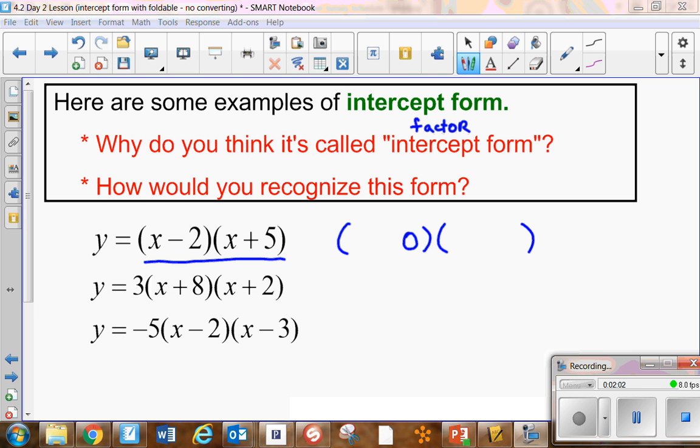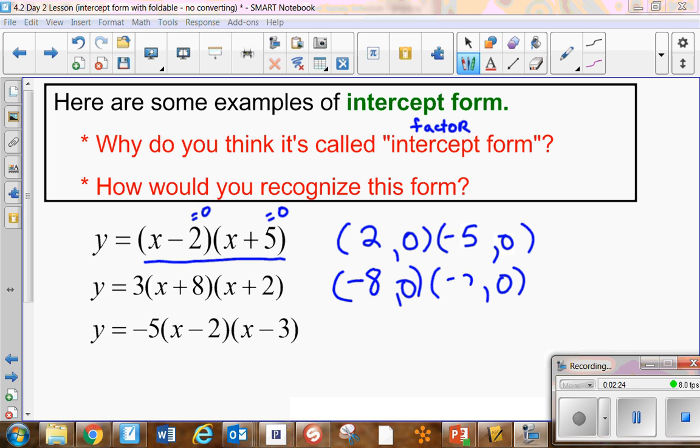So if my y equals 0, what are my x-intercepts? 2, 0, and negative 5, 0. Because remember, I would set this equal to 0 and solve for x. I would set this equal to 0 and solve for x. How about the second one? What are my x-intercepts on my second one? Negative 8, 0, and negative 2, 0. And on the last one, my x-intercepts are 0, 2, and 3.